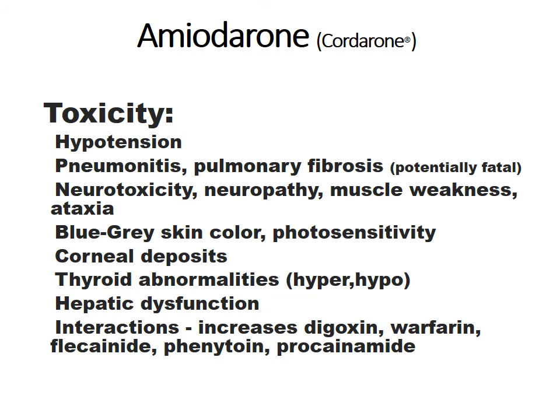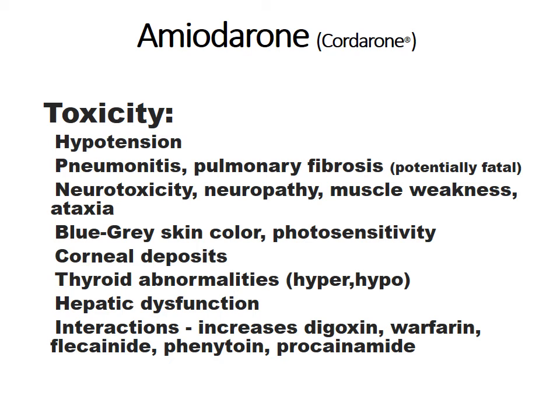Unfortunately, amiodarone has quite a bit of toxicity associated with it, especially with chronic use of the drug. Certainly you can see some hypotension from those alpha and beta effects, but you can also see some pulmonary effects that can occur over the course of months to years. You have a pneumonitis and pulmonary fibrosis, which could potentially be fatal, especially if it's not caught early on. You can have some neurotoxicity like neuropathies and muscle weakness.